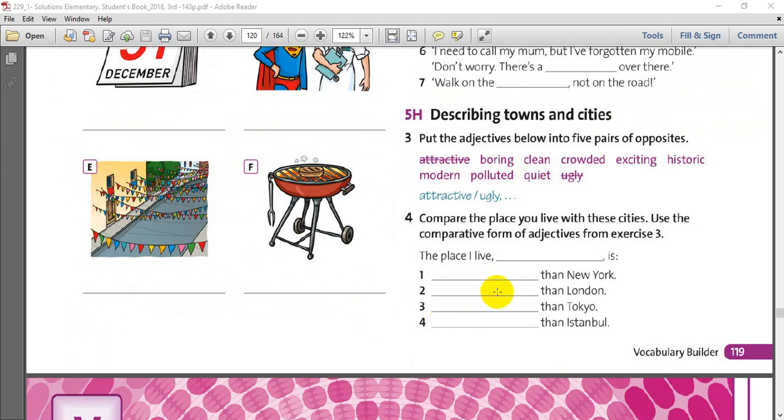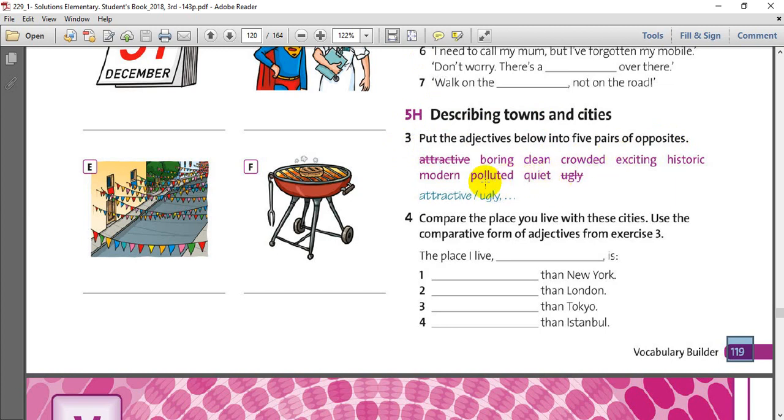Now my dear students, let's go to page 119. Here we have describing towns and cities. Let's take exercise number 3. Put the adjectives below into 5 pairs of opposites. Here we have adjectives.